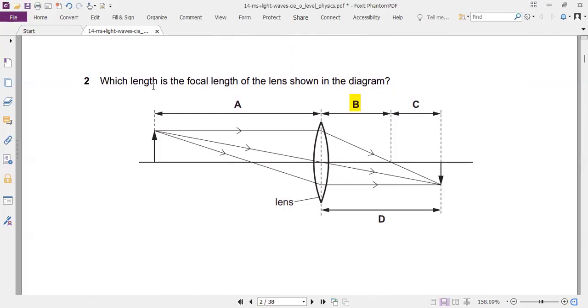Question number 2. The focal length of a converging lens is where the ray coming from the object parallel to the principal axis, after passing through the lens, bends and passes through the principal focus. So this length between the optical center and the principal focus is the focal length, B.